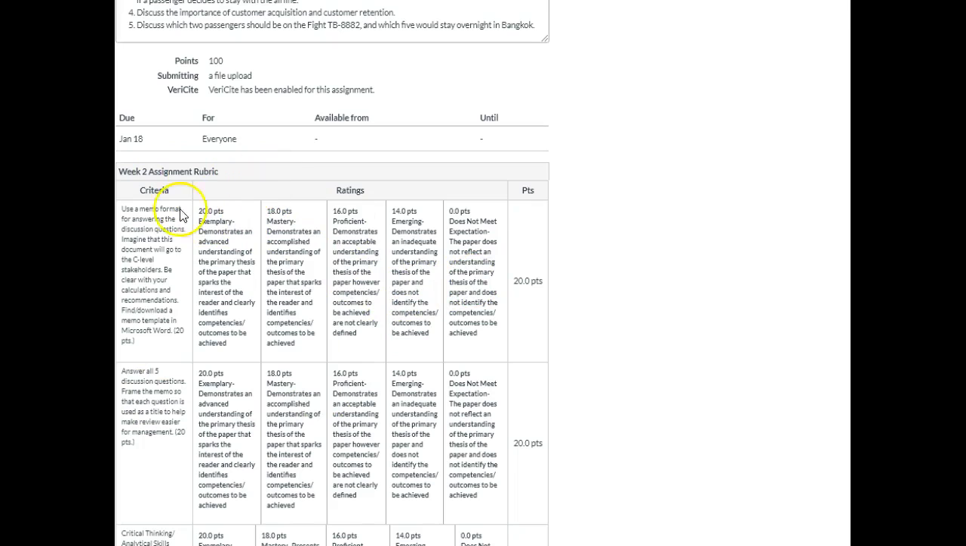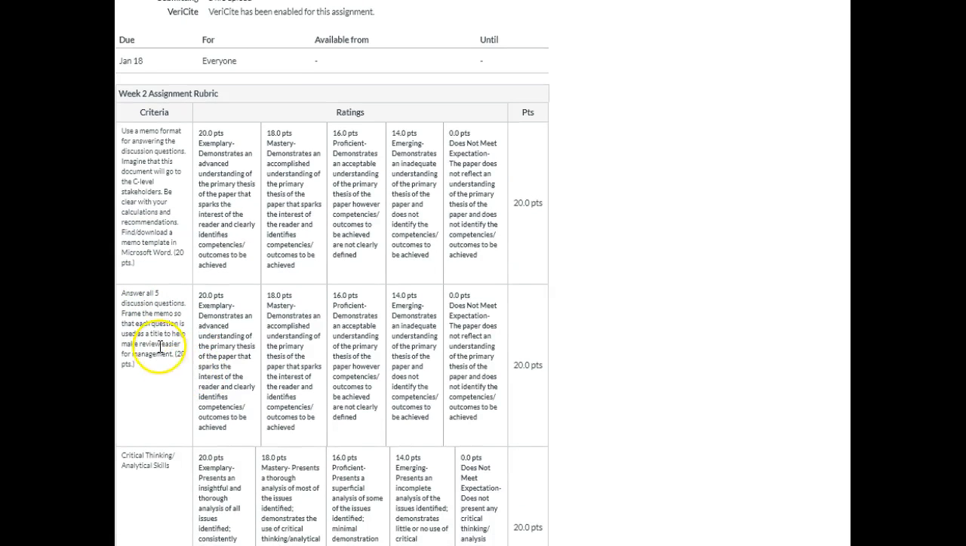Let's take a quick look at the rubric. The first criterion is to use a memo format for answering the discussion questions. Make sure that you use the memo format because it is in the rubric. If you don't use the memo format, you'll lose some points here. Imagine that this document will go to the C-level stakeholders. Be clear with your calculations and your recommendations, and you can download a memo template in Microsoft Word.